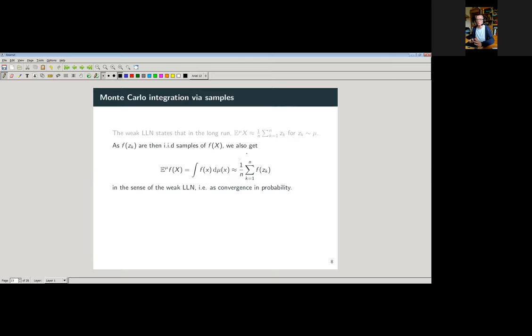So if we get samples from x, we can compute all derived quantities which we can write in the form of an integral with those samples by just plugging those samples in some function and then taking the average. And this converges in the sense of the weak law of large numbers and also in the sense of the strong law, which we haven't talked about, which is a bit stronger form. Okay, so that is all you have to take away from this. We can compute those integrals by sampling from a measure.